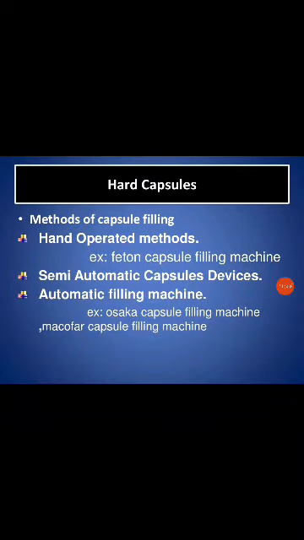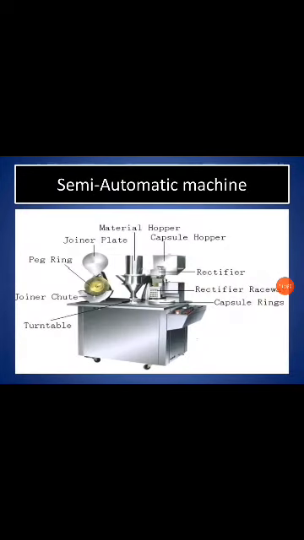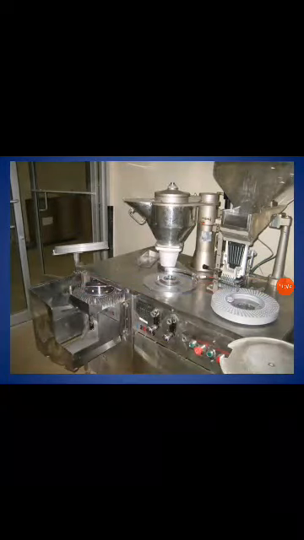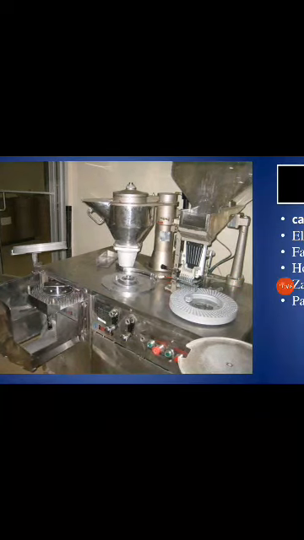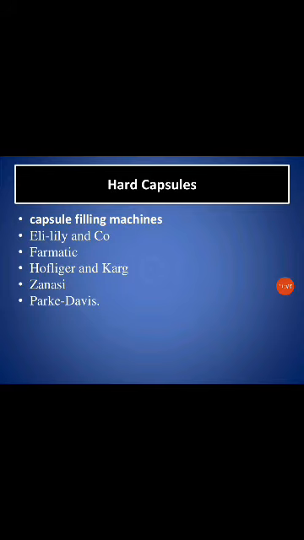Now the filling procedure, you have various methods of procedures going on. Simply you have hand operated machines, semi-automatic and automatic versions. So this is a hand operated machine used for filling, semi-automatic and automatic versions. Automatic versions have higher capacity of filling. These are some commonly available brands: Pharmatic, Zanazi, Eli Lilly, etc.